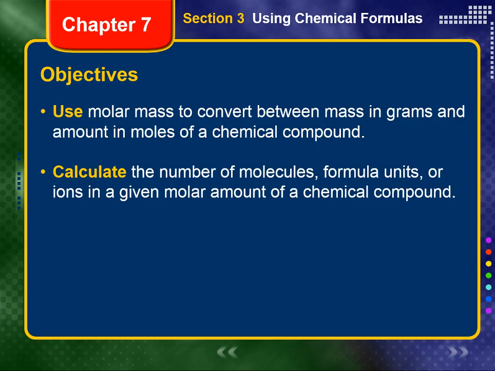At this point, you should be able to use molar mass to convert between mass in grams and amount in moles of a chemical compound and calculate the number of molecules, formula units, or ions in a given molar amount of a chemical compound.